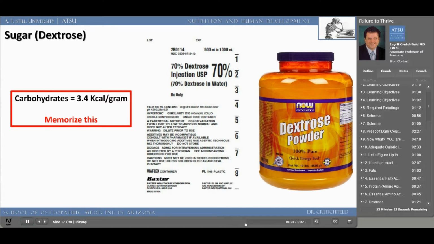So far, I've asked you to memorize 4 numbers. 25 kcals per kilogram per day as the amount of basal metabolic energy, carbohydrates, 3.4 kcals per gram, proteins, 4 kcals per gram, and fats, 9 kcals per gram. Once these are in your memory banks, the rest of it gets easy.